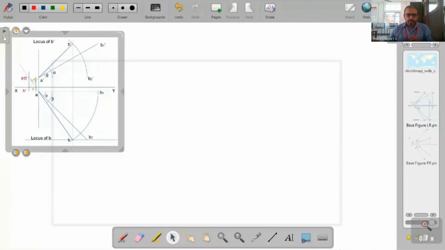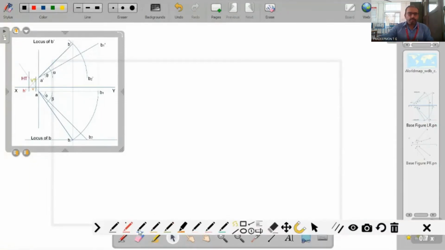Now, since the base figure is there, I want to mark the actual values. Here, this distance to A dash is 0. Distance to B is also 0. This is 30, and this distance is 60. And the distance between the end projectors is 70. So this is the given data, and based on this we will complete the drawing.